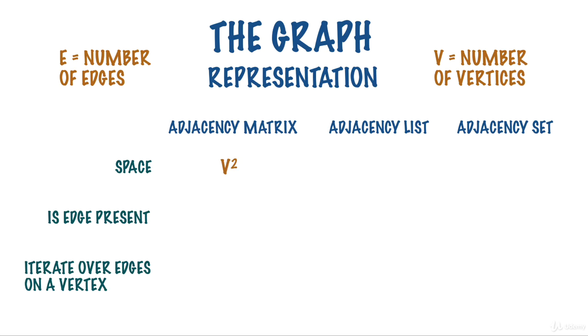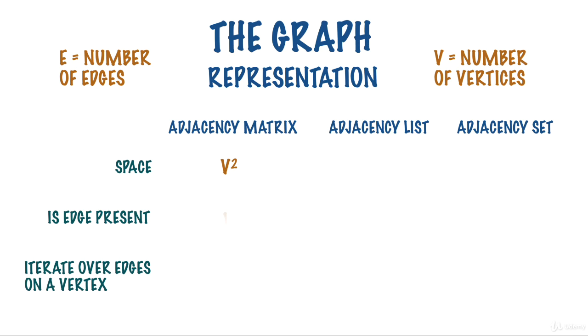Let's start with the adjacency matrix. It's very clear based on the representation that if we have V vertices, the space required to store the adjacency matrix is V square. V rows and V columns. V square space is required.